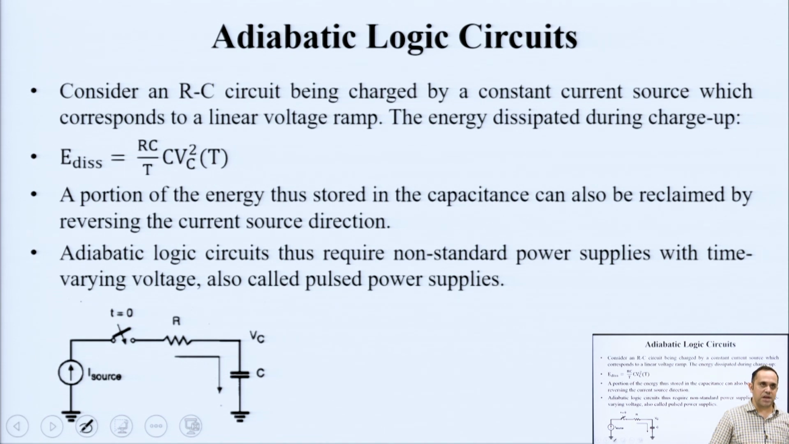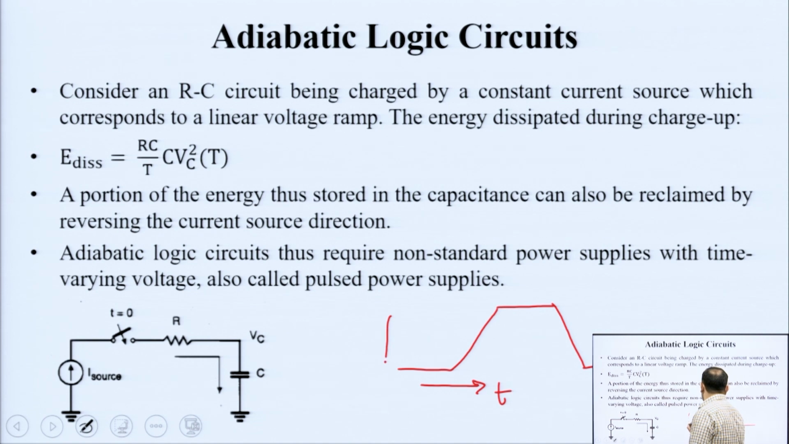Adiabatic logic circuits are not going to use your standard constant voltage source, but a power supply which has a time varying value of voltage, the so called pulsed power supplies. Something like this. Your power supply can go up, remain constant, and come down. This is time t and this is voltage. This kind of a voltage source is known as a pulsed supply. It has a certain ramp, a certain slope to it.